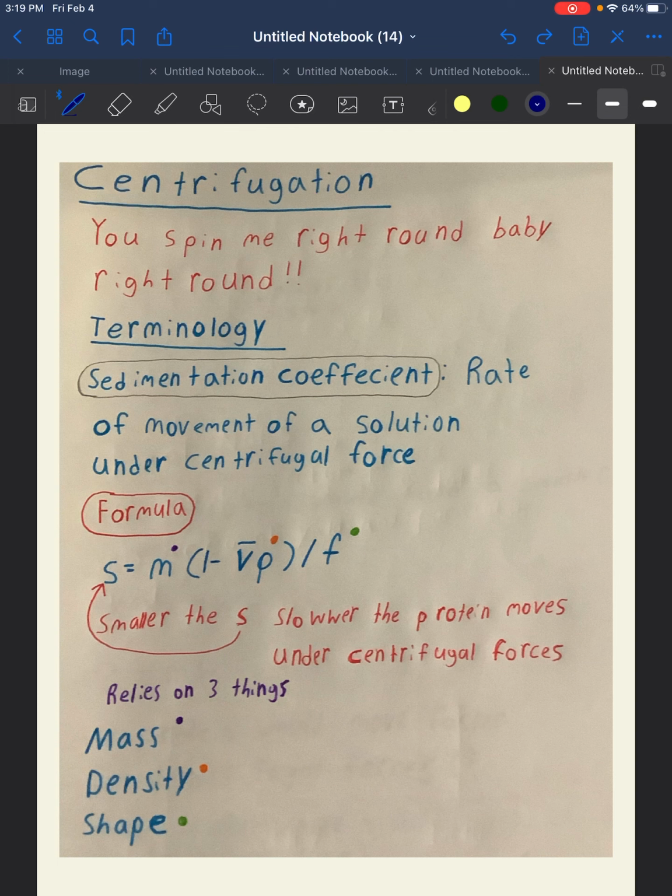Okay, so welcome back to my biochemistry video. Today we're going to be going over centrifugation really quick. What exactly is centrifugation? Well, it's technically a purification process that allows us to separate proteins and other various molecules by utilizing a centrifugal force.